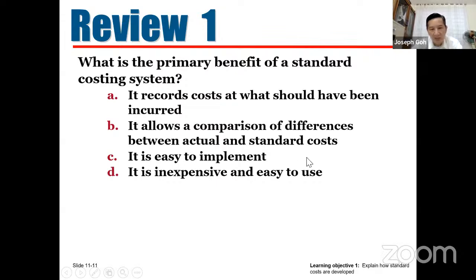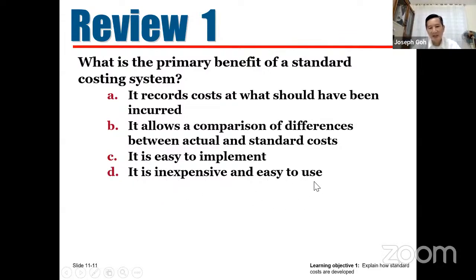It is easy to implement, which is not true. C contradicts standard costing, because the easiest way to implement is actually the actual costing, because all the data is already available to you, compared to standard costing, whereby you need to do an engineering study, a machine study, and also some motion study, things like that. It is inexpensive and easy to use. It is not true at all. This is not a cheap tool to use, you see.